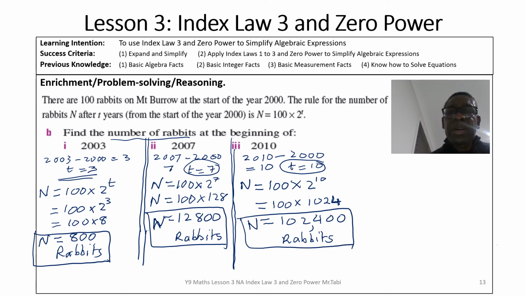Always remember formula. I should have written the formula here, n equal to 100 times 2 to the power of t. That's the formula. That's the substitution. That's the simplified. That's the units. We're counting rabbits here, the number of rabbits.